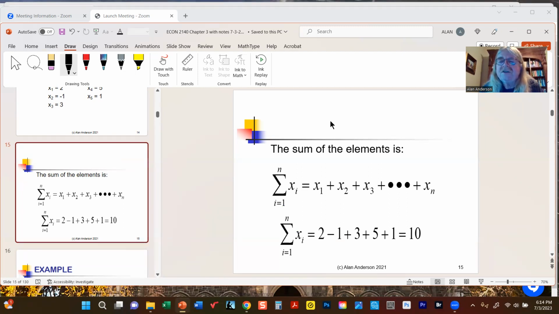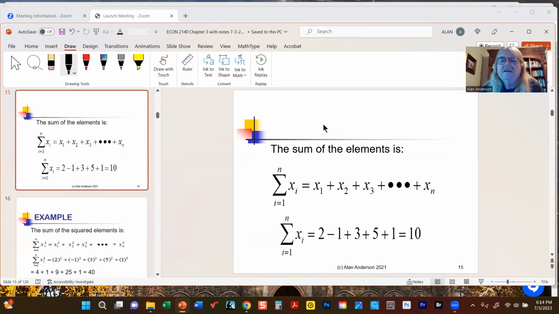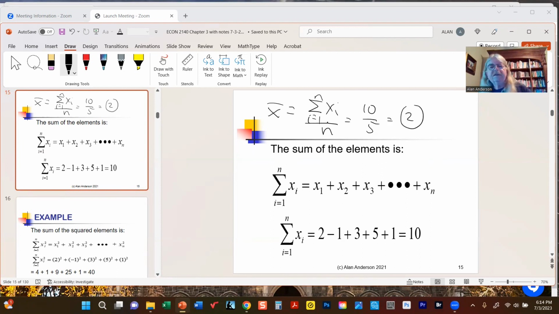Now we can use that information to come up with our sample mean, because all we have to do now is divide by 5, because that is our sample size. And that's all there is to it. So in other words, given this set of data, the sample mean is 2, because the sum of the elements is 10, there are 5 elements, and that ratio is equal to 2.